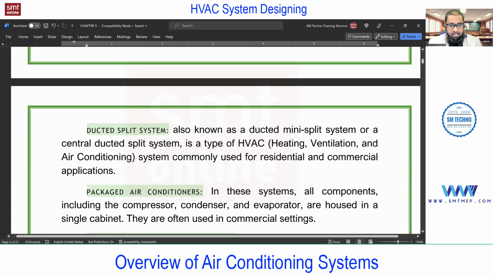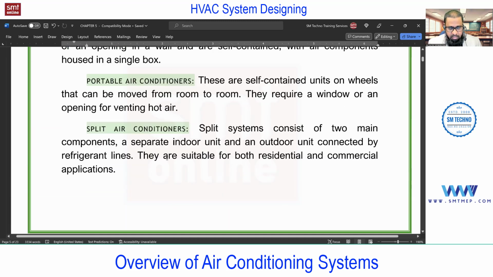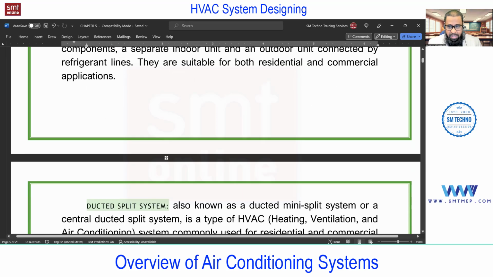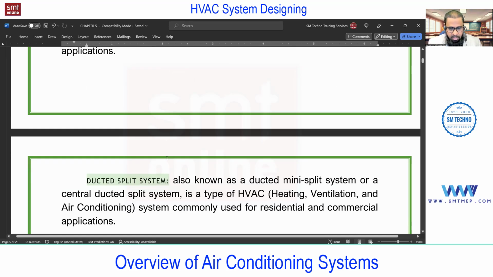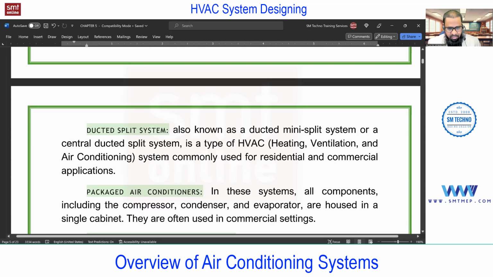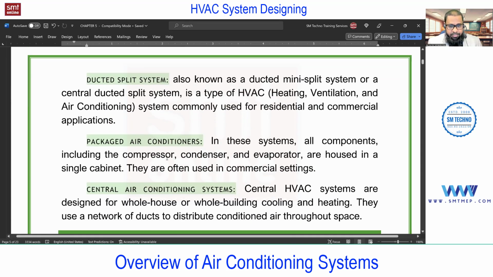Next, we have a ductable split. Ductable split means the same concept as split, but the capacity is higher, and we can connect the duct and supply the air to multiple spaces. But don't worry, we'll discuss in detail. I'm just giving the idea at this level, just the name, just the classification. Later, all these types we'll discuss in detail, the advantages, disadvantages, and how they work, with images, videos, etc.